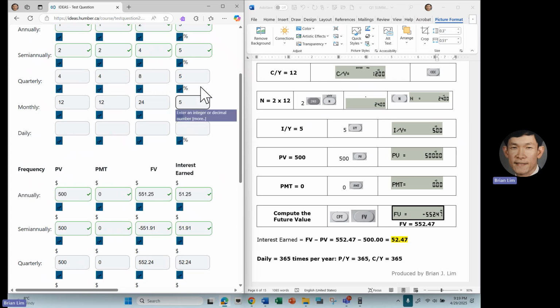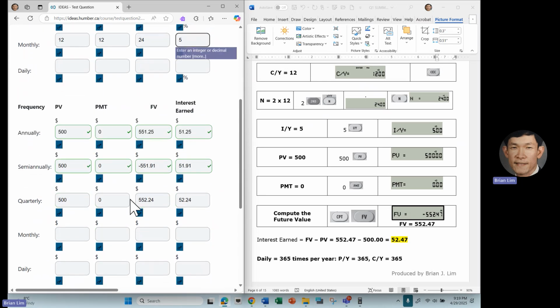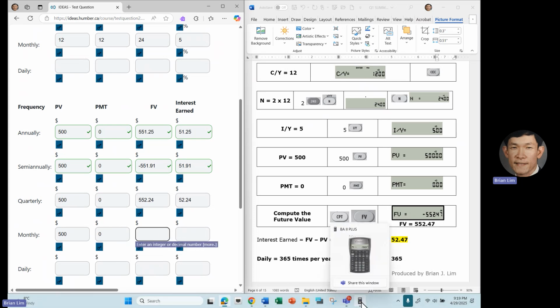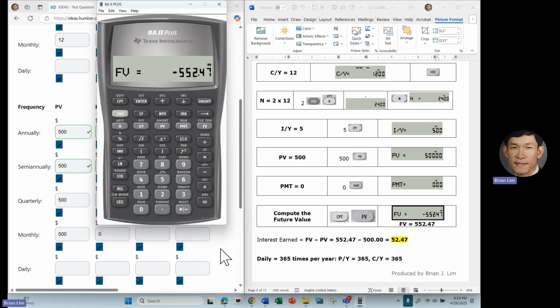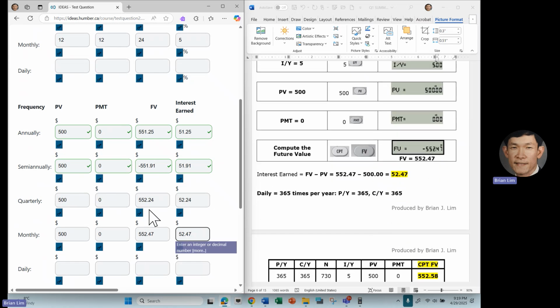IY is still 5. In case you can't see them, that is it. IY is 5. And the present value is still 500. And the payment is still 0. And now we compute the future value on the calculator, and it was 552.47. So this number here is 552.47. And then we subtract the 500, which is the present value, and the answer is 52.47. All right. The last one to do is the daily.